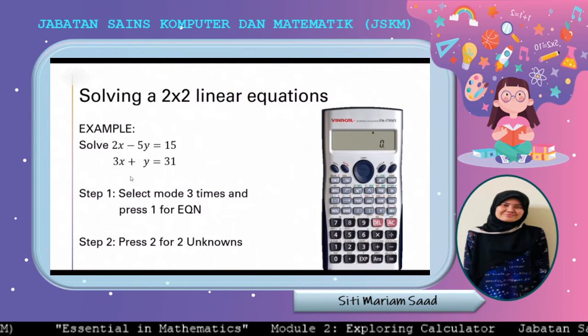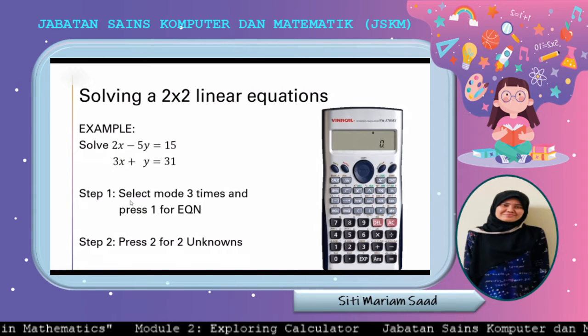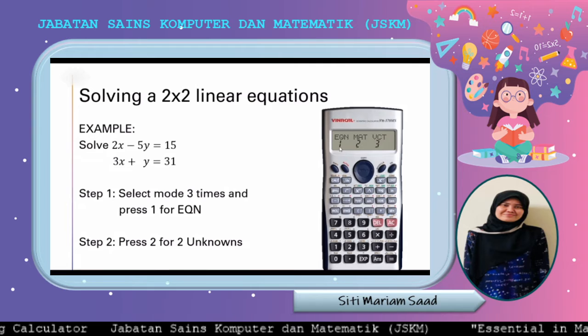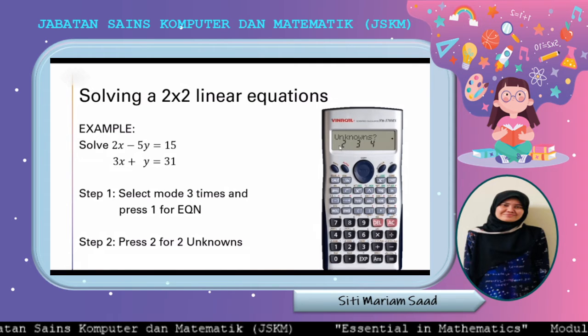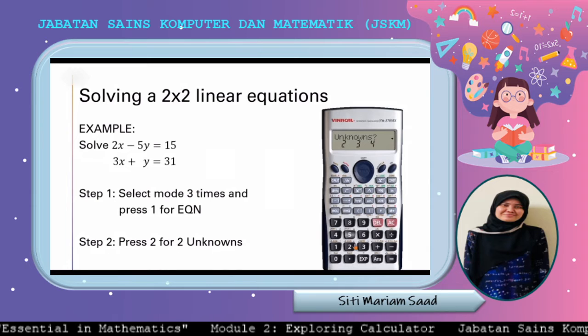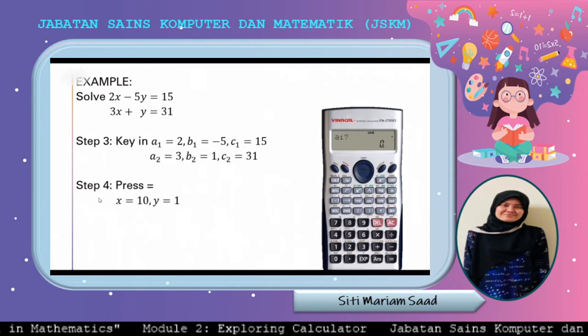For the first example, we will solve 2x2 linear equations. In the first step, press the mode button 3 times and press 1 for equation. Here we have 3 choices for unknowns. For a 2x2 linear equation, which has 2 variables, we need to press 2 for 2 unknowns.